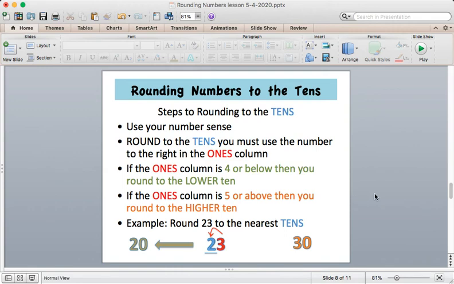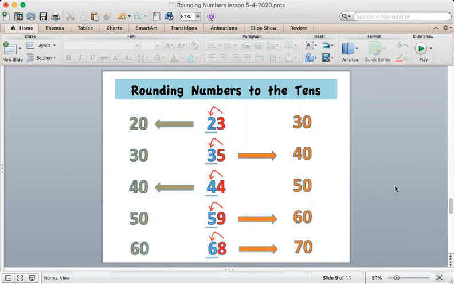Okay, we're going to do a couple more on the next page. So I did the same thing with the arrows. 23 is our first example. We have the arrow telling us that the ones is telling the 10 spot what to do. The underlined number that we're rounding to is underlined to the 10 spot. So 3 is telling that 2 that it's rounding to the 20.